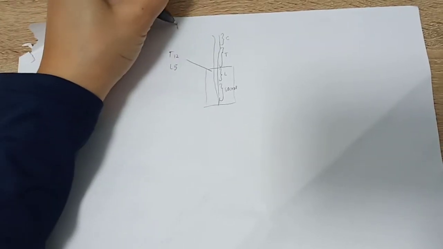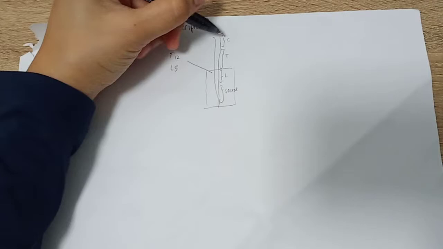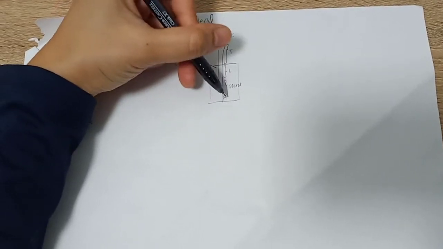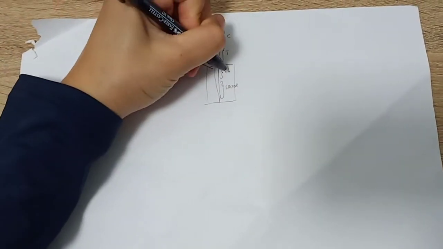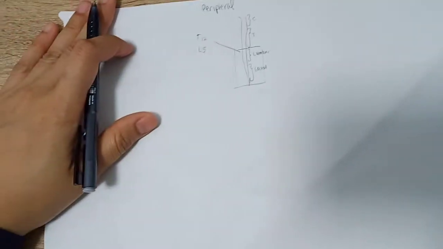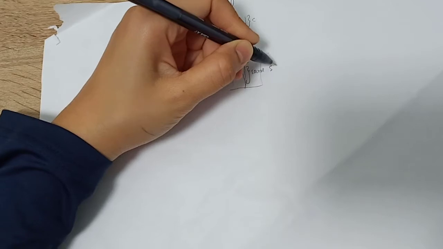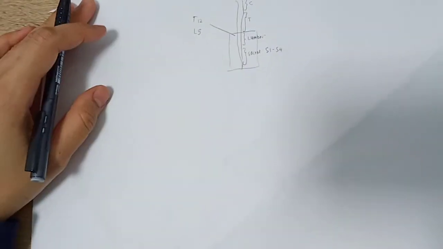This video is about the peripheral nerves, which can be divided into cervical, thoracic, lumbar, and also sacral. But the main aim for this video is to describe the lumbar and also the sacral nerves, the sacral plexus. So the lumbar starts with the T12 until L5, while the sacral starts from S1 until S4. So let's begin with the lumbar plexus.